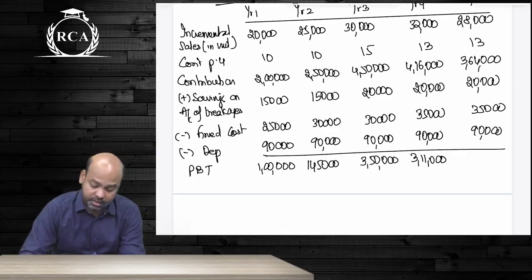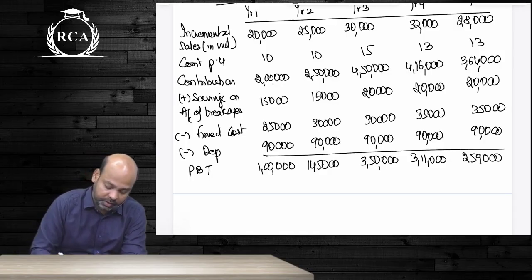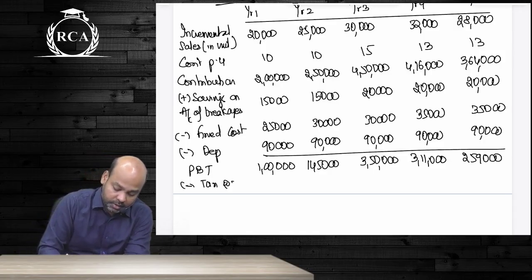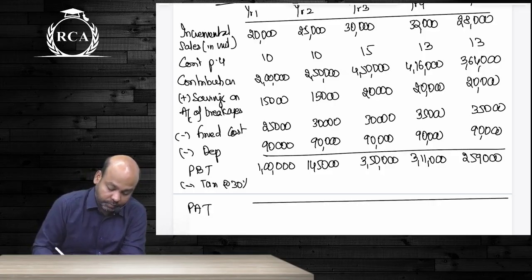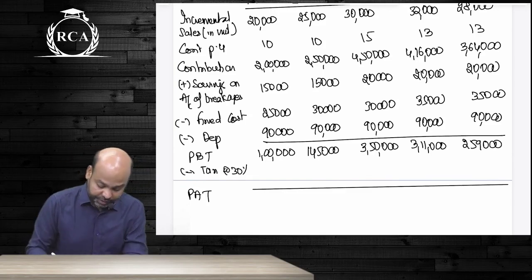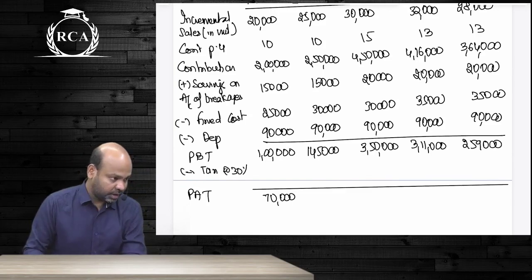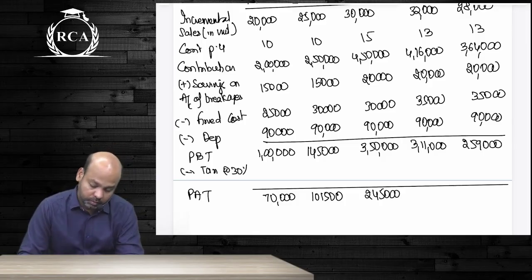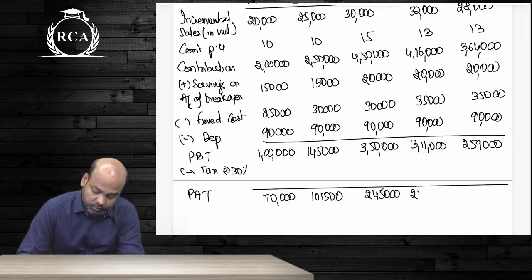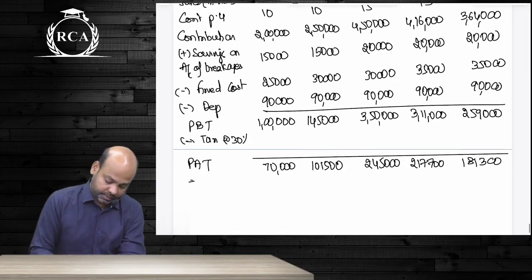2 lakh 59. You deduct taxes from this, guys, at what rate beta? 30%, and directly write your profit after tax. मेरे को directly profit after tax बोलो बेटा. 70,000, 1,01,500, 2,45,000, 17,700, 1,81,000. Add back depreciation, guys.